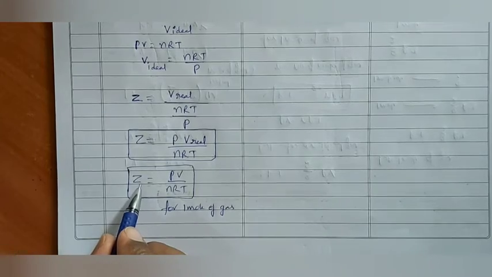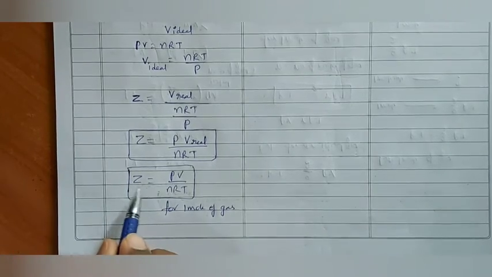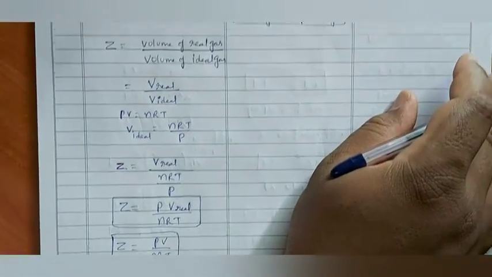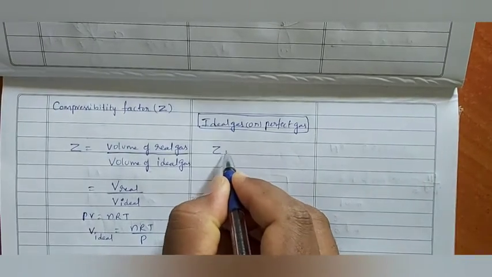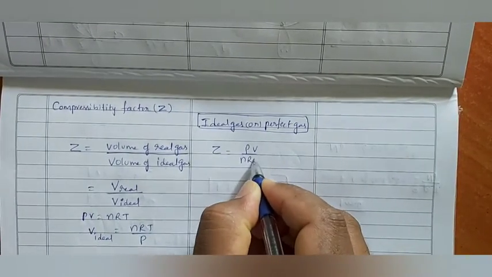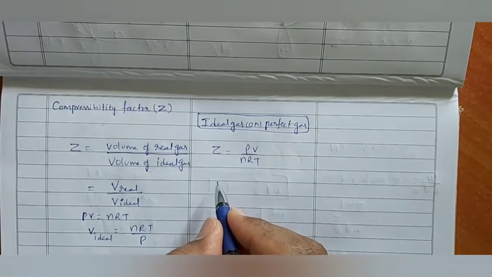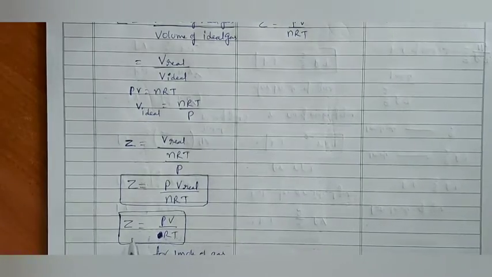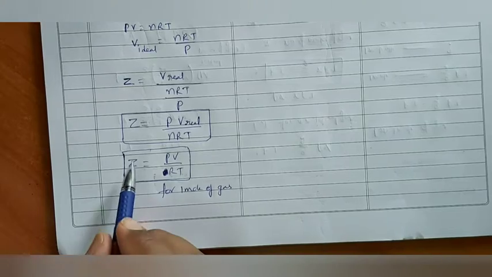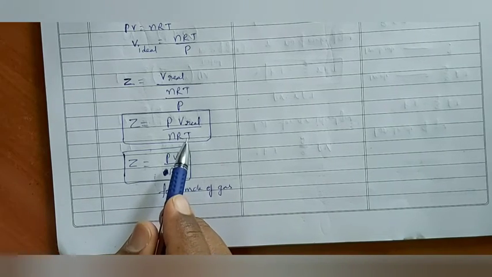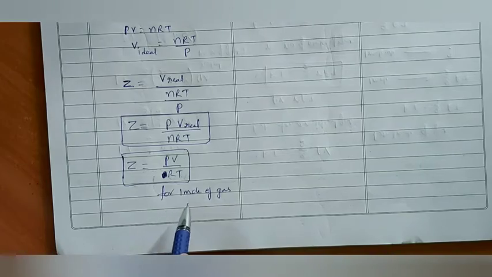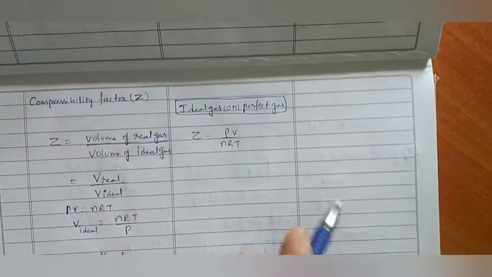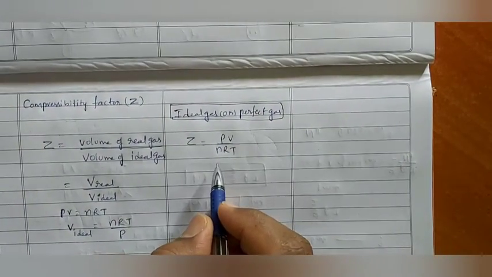If Z is equal to 1, PV is equal to nRT. Sorry, for 1 mole of gas I told n is equal to 1. Z is equal to PV by RT for 1 mole of gas. Z is equal to PV by nRT for n moles of gas. If you take 1 mole of gas, n is equal to 1, so here it will become PV by RT only. For n moles of gas, Z is equal to PV by nRT only.